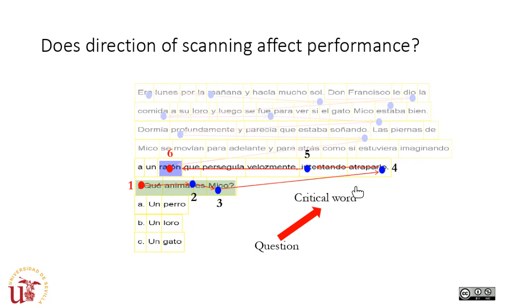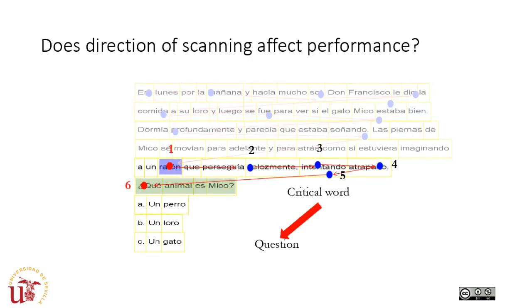Because this was an eye tracking experiment, we could look at who had explored the question first and then gone to the critical word, or arrived first at the critical word and then gone to the question.